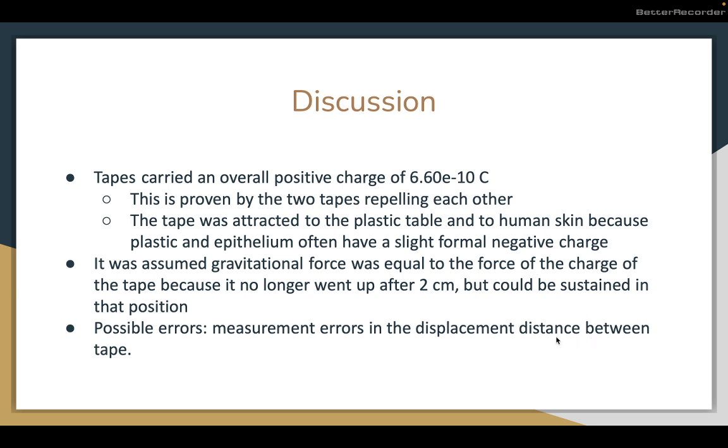So the tapes carried an overall positive charge as stated before, and this was proven by the two tapes repelling each other. The tape was attracted to the plastic table and human skin because both carry a formal negative charge often, and it was assumed that the gravitational force was equal to the force of the charge of the tape because after 2 centimeters it no longer went up but also remained in that position. And then possible errors were just measurement errors in the displacement distance because the tape did begin to sink back down as the charges were neutralized.